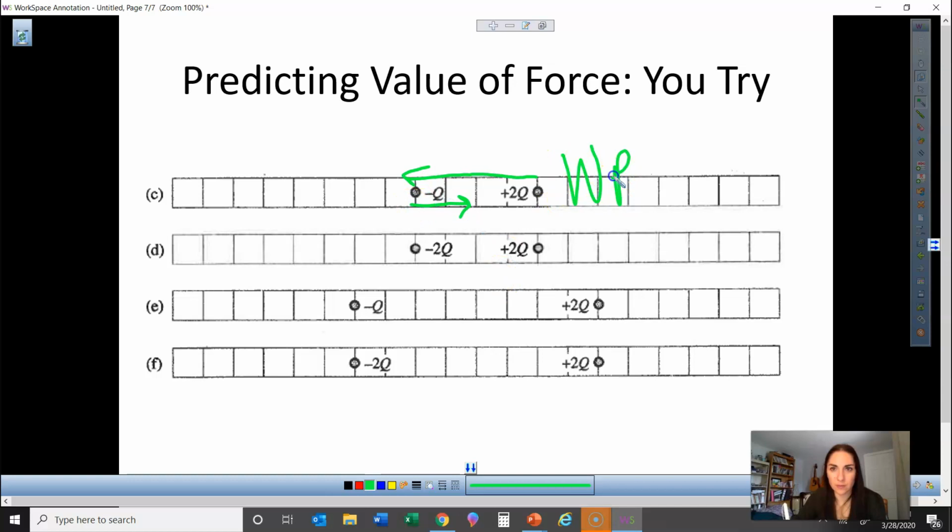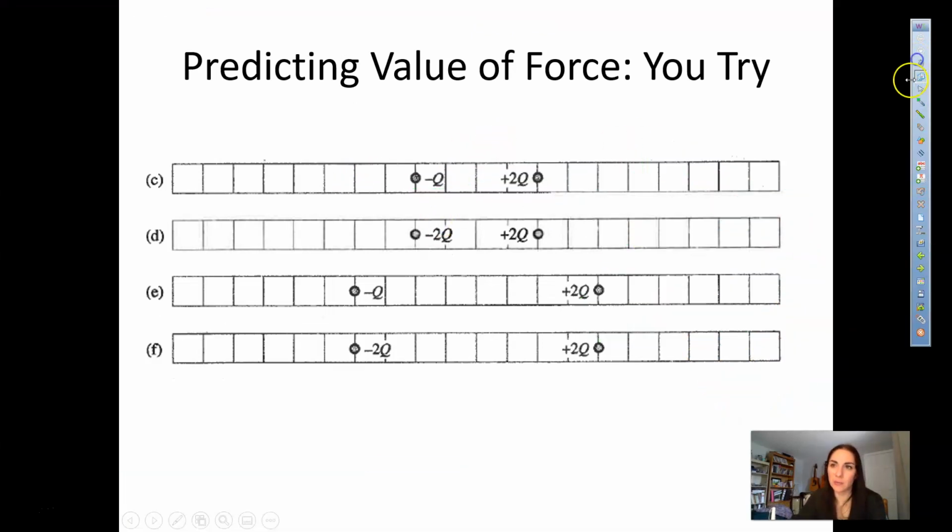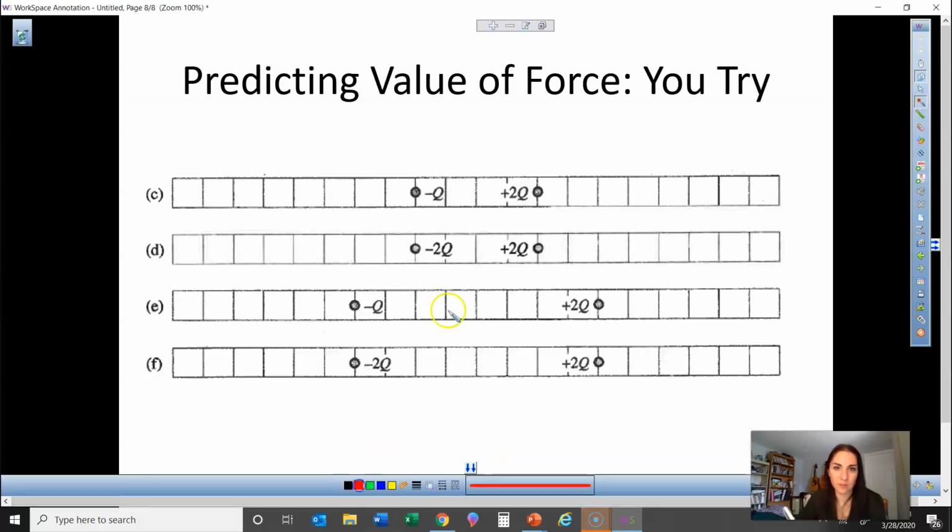This is wrong. The force has to be the same between charges. So the lengths will always be the same. So even if you get the lengths wrong, at least they'll be the same. You'll get credit for that. All right, now we're going to do this for realsies.